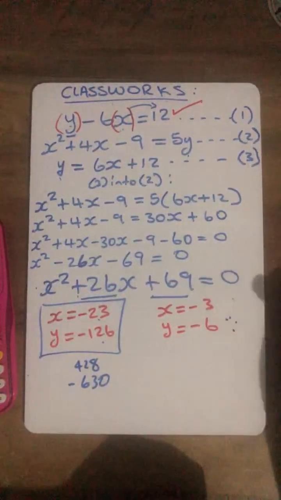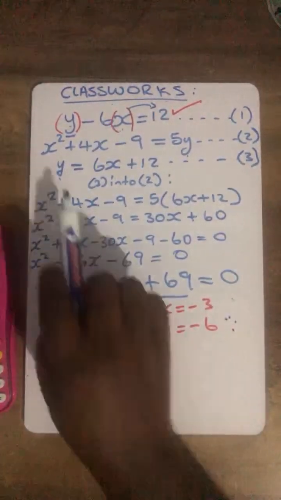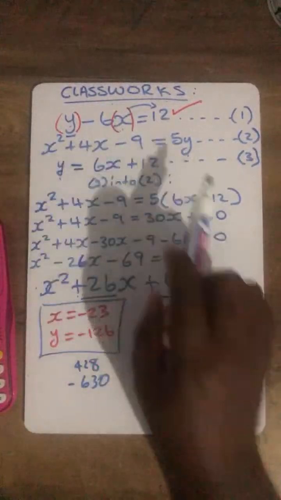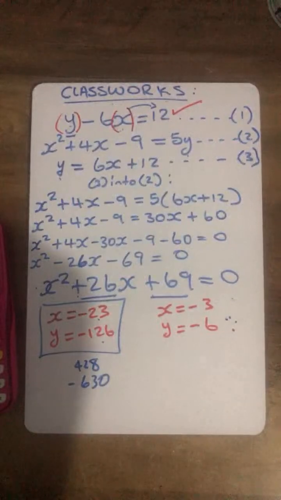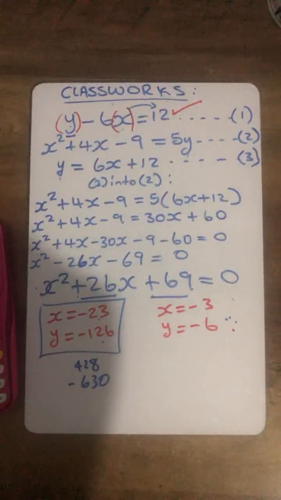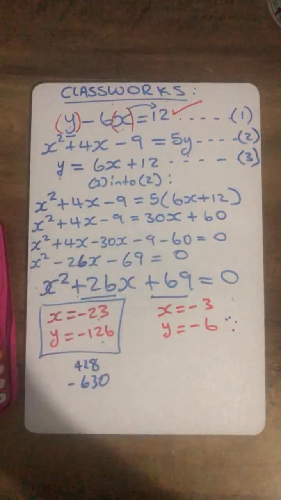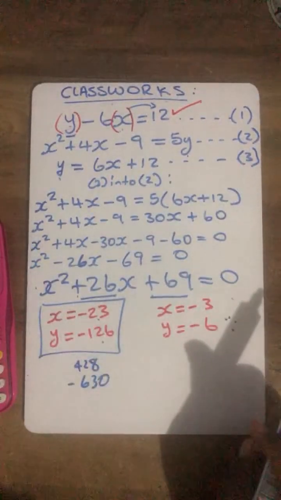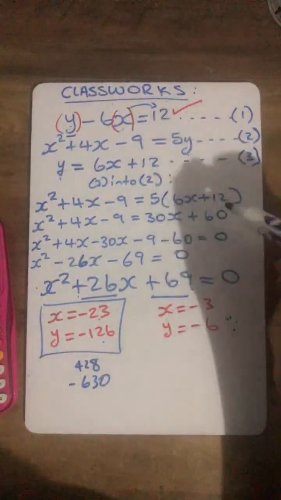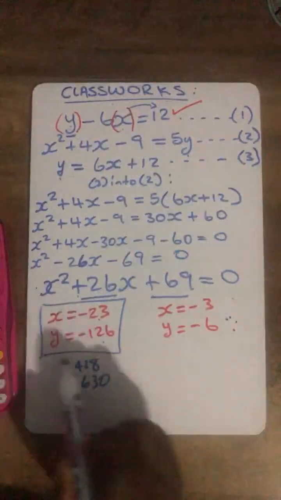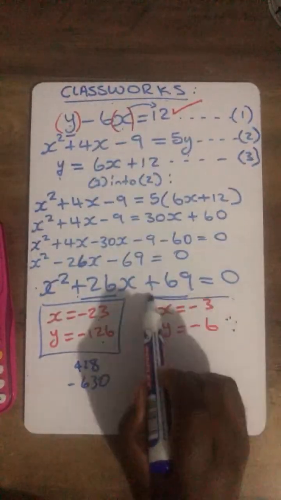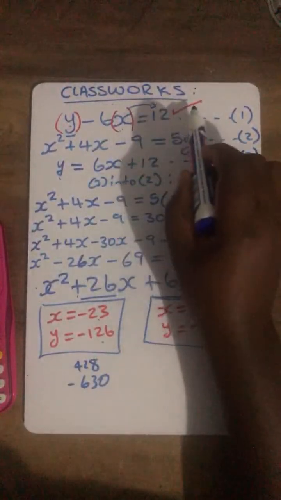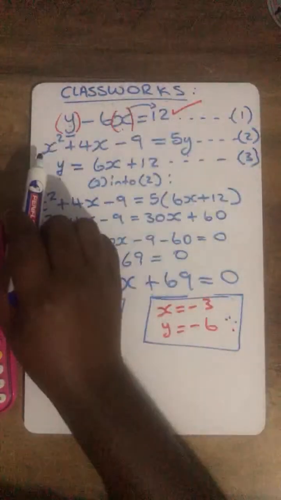So the first equation does pass those two values. I got 12 when I substituted. Yes, but now substitute this one and check if the answers are correct. I'm not sure about that one. But what I'm saying is, when you use these values on the first one, it passes. When you use these same values again on the first equation, it is passing. Let's test it again.